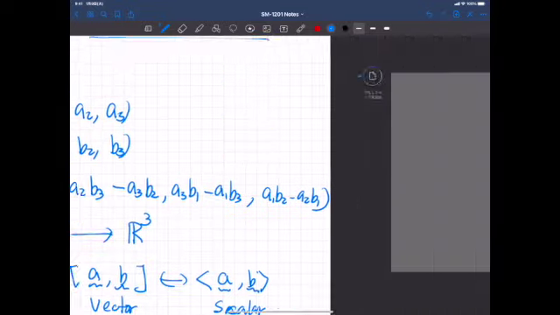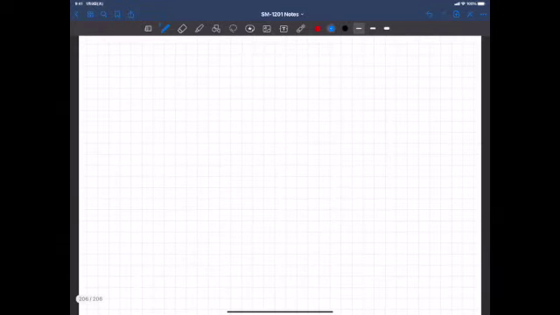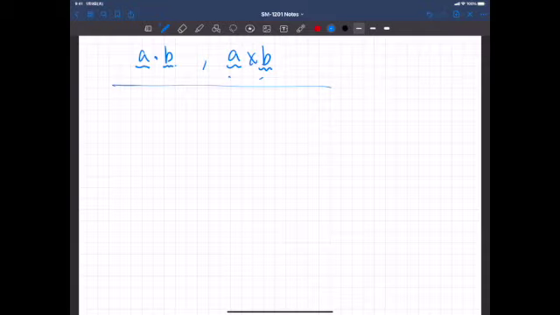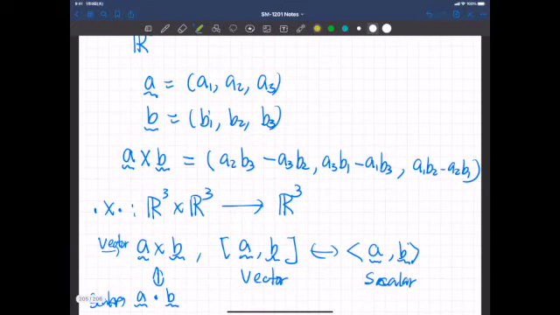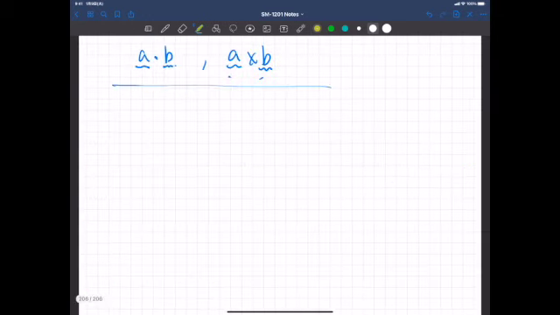In this section, we always write the scalar product as the dot product, A dot B, and we write the cross product, or vector product, as A cross B. You might find this definition a little bit hard to memorize. It is quite complicated at first sight, but there is an easy way to memorize it.